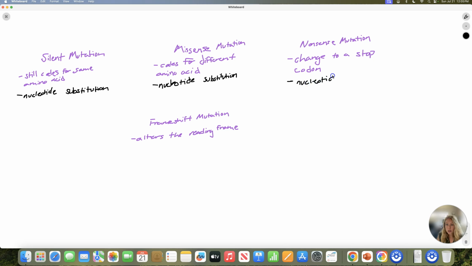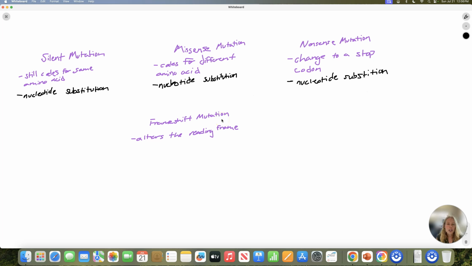Nonsense mutations are generally not good because they're just going to stop translation right where that stop codon occurs. So it's going to end up with a prematurely terminated polypeptide. And a nucleotide substitution causes this. So likely the polypeptide will not be functional.